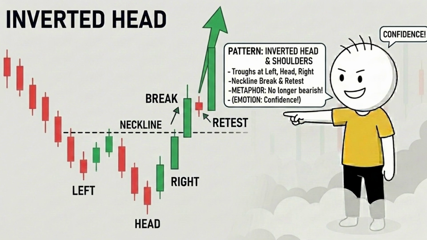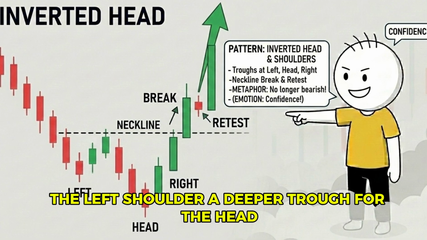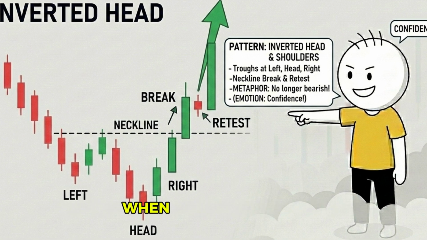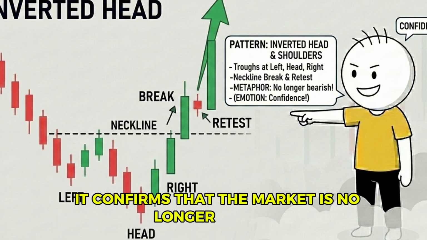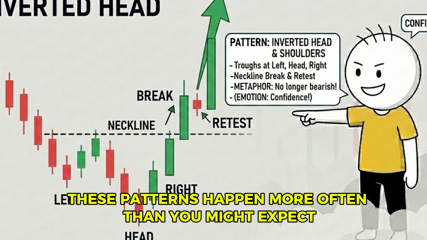of a downtrend. It consists of 3 troughs: the left shoulder, a deeper trough for the head, and a final right shoulder that fails to go lower than the head. When the price breaks and retests the neckline to the upside, it confirms that the market is no longer bearish and has turned bullish. These patterns happen more often than you might expect.